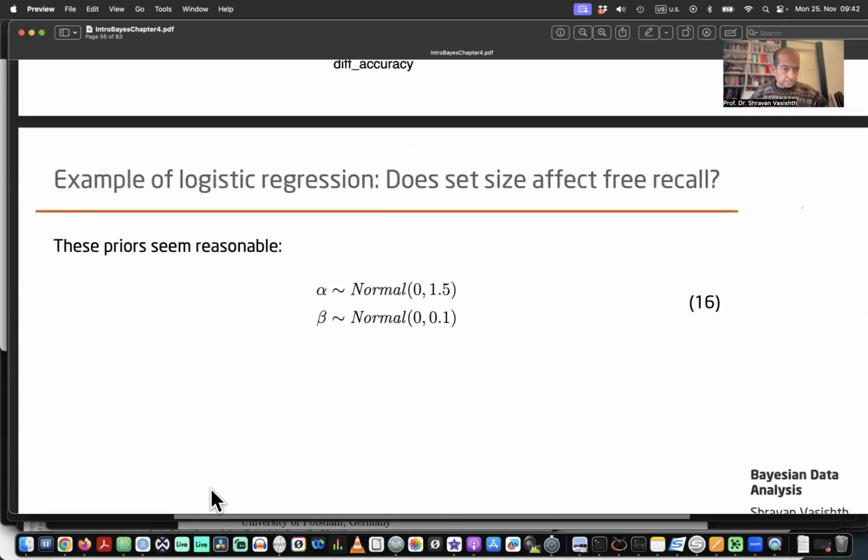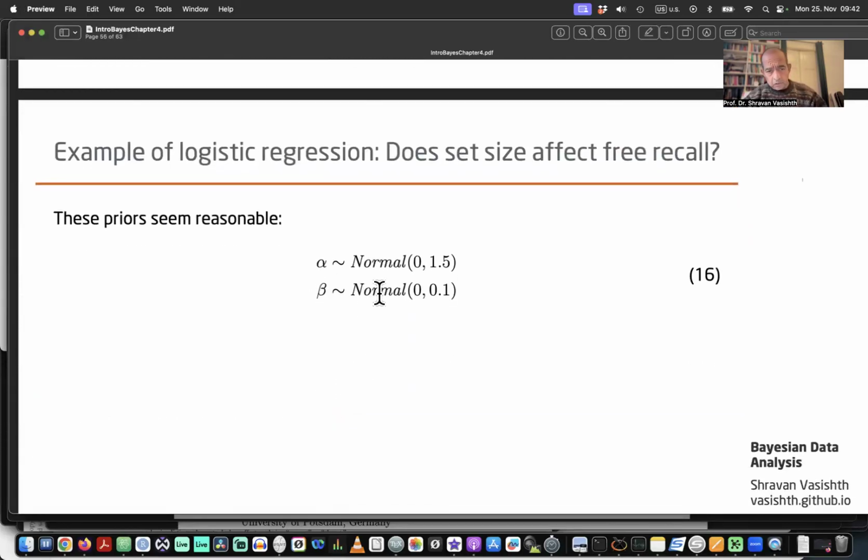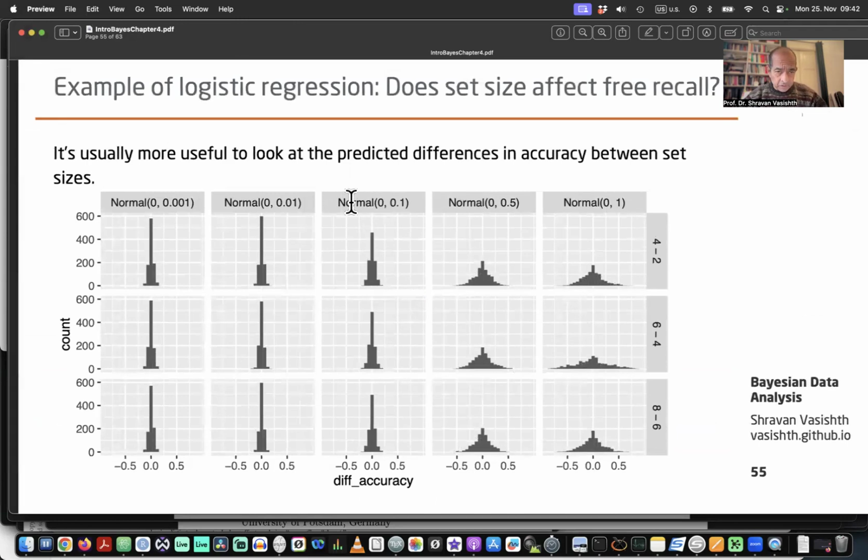So given this output, a reasonable prior for beta would be a normal 0, 0.1, because if you look here, what we are seeing is that the changes in accuracies between 8 and 6, 6 and 4, and 4 and 2 are centered on 0, but they allow a certain amount of variation. There won't be dramatic changes in accuracies, right? So a priori, one can assume, if one has some domain knowledge about this problem, that you wouldn't see a fall in accuracy going from set size 2 to 4 of like 60% or something like that, right?